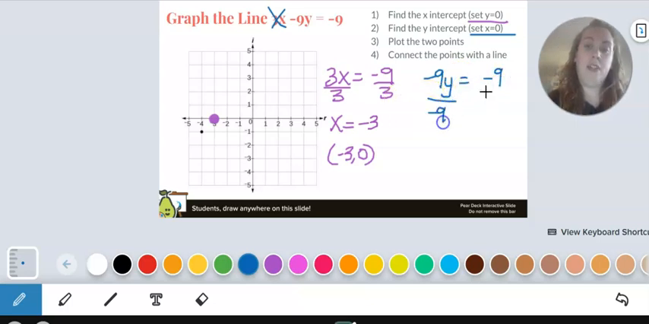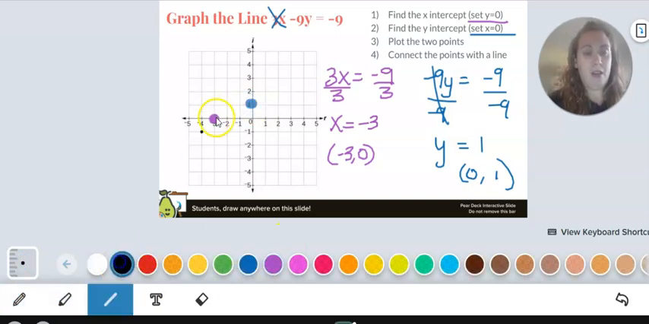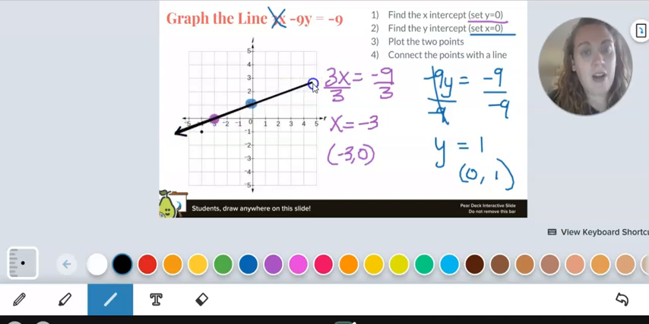We're going to divide both sides by that negative 9, so we get y by itself. Negative 9 divided by negative 9 is 1. So here's our y-coordinate and y-intercept at positive 1. And then we can draw our line. Put those arrows on the end of your line. And there's our graph.